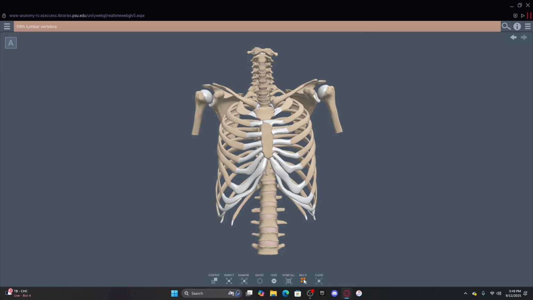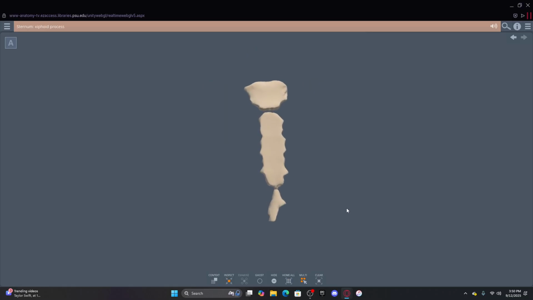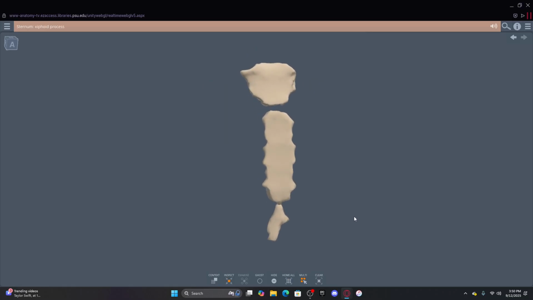Now we're going to move on to our dry bones or our skeleton. So the first bone we're going to be looking at is the sternum. We have the manubrium, sternal body, and xiphoid process. If I inspect, manubrium is superior and xiphoid process is inferior.